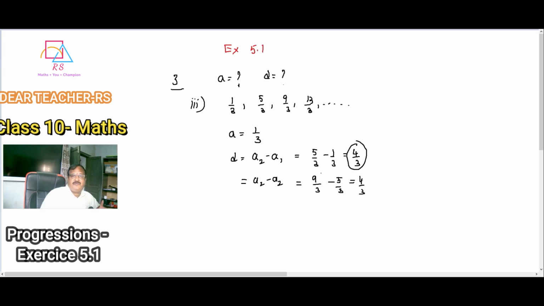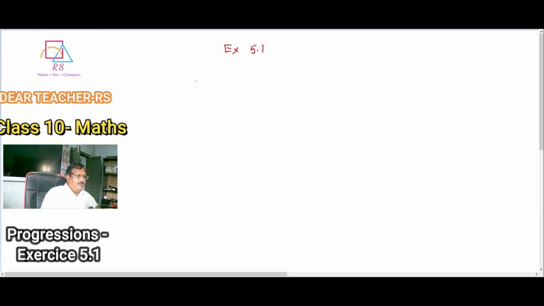This is how you have to do it. Don't be afraid of fractions and decimals. So do the rest of the questions. Let me go to question number 4. Which of the following are AP? That means you have to decide whether it is AP or not. For this you have to find out D. If D is the same, then it is AP. If they form an AP, then find the common difference D and write 3 more terms.